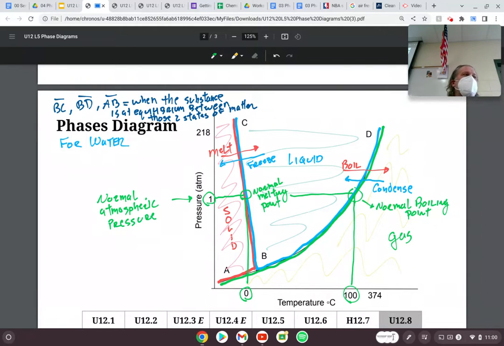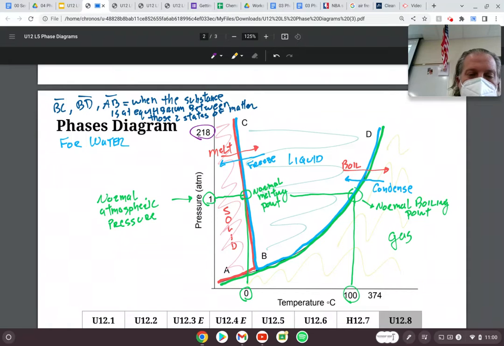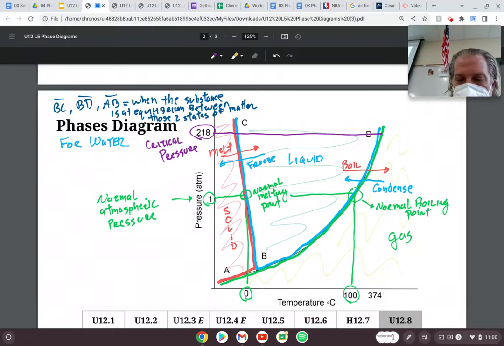Now, there's another really important set of numbers on here, and this other one is this number right here. This is called the critical point. Critical pressure. And if I take this critical pressure and go all the way across to here, and then I take that part and go all the way down to here, not my best artwork, right? That gets us to something that we call the critical point.